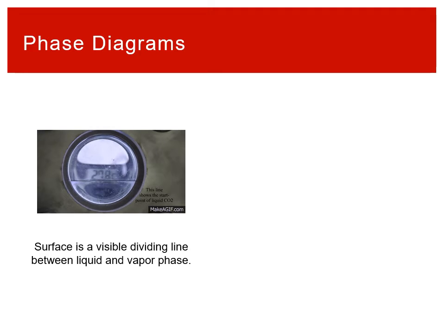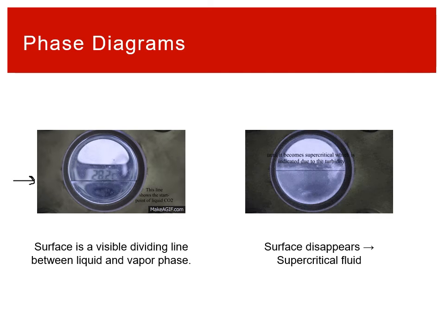Now we can actually look at what supercritical fluids look like. In this GIF, you'll note there is a horizontal line marked on the view window, and that is showing the surface of the liquid. Below the critical temperature, we have a liquid and a vapor phase, and the surface of the liquid divides those two phases. So you have a liquid that's visible and the vapor.